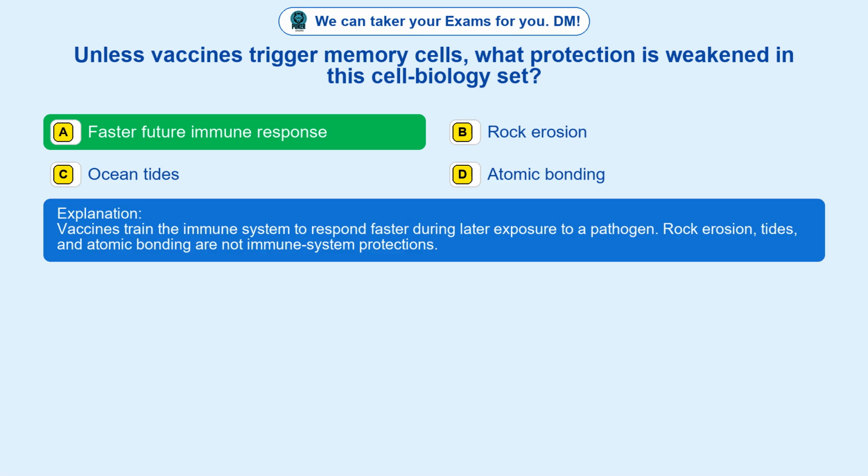Vaccines train the immune system to respond faster during later exposure to a pathogen. Rock erosion, tides, and atomic bonding are not immune system protections.